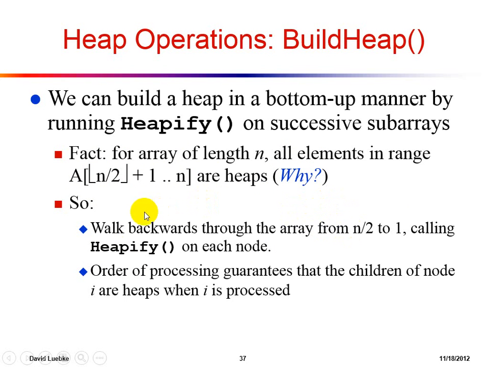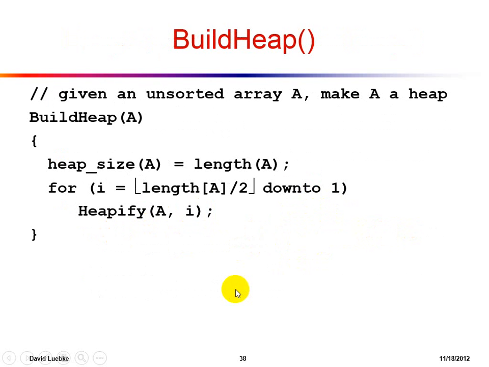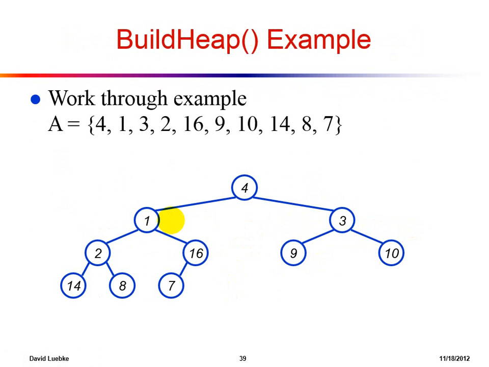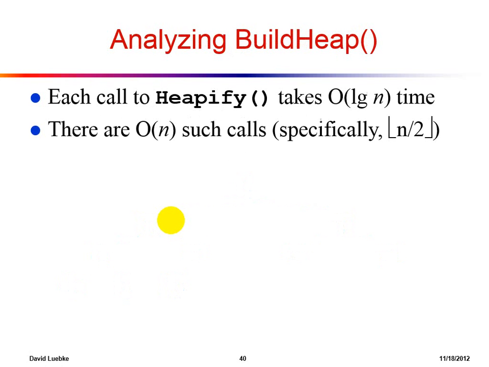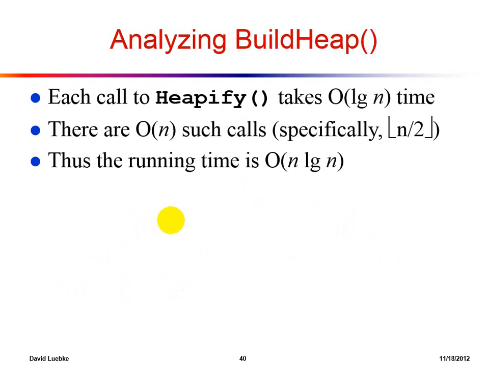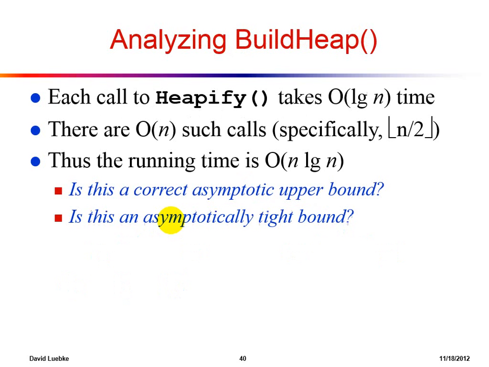So what you then want to do is walk backwards from n/2 to 1, calling heapify on each node. Correct? That's what you want to do. And how much time will that take? So this is what you're going to do, and this is any random array that you start with, and each heapify takes, so it's basically n log n, as you can imagine. That is what it takes.